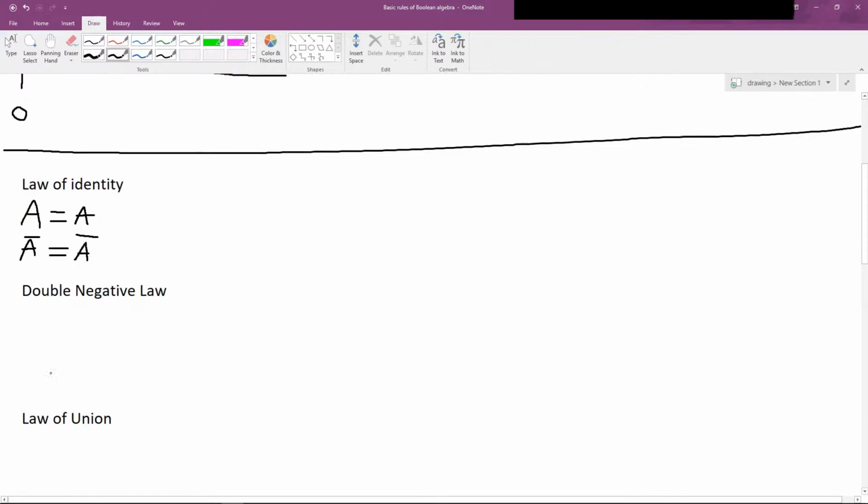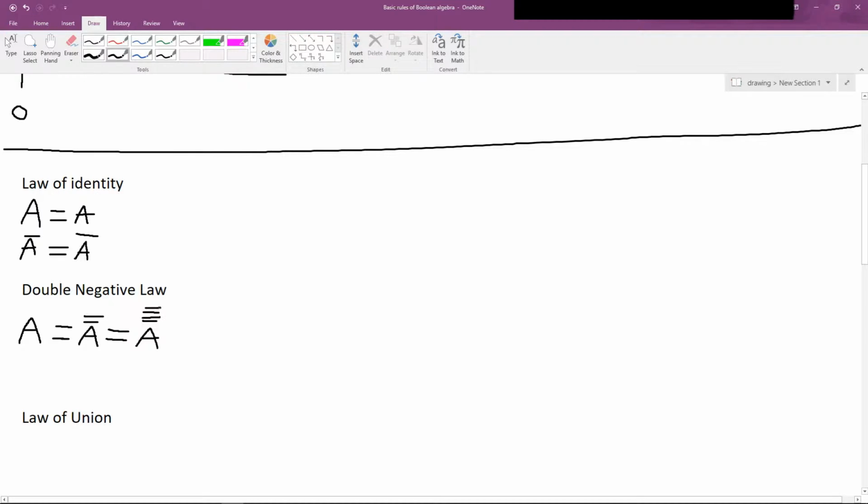The next is the double negative law, which just says that if you have A, it equals its own complementary if it's complementary twice. And those complementary values can of course be stacked as long as they come in pairs. So it could be 4 complementaries, or 6 or 100, or really whatever, as long as they come in pairs of 2s.